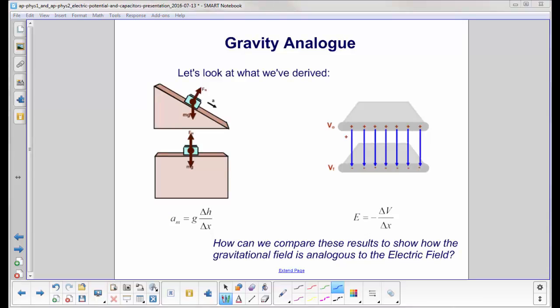Let's look at what we've derived here. We found out that the acceleration of this mass going down the incline is equal to g times delta h, this is your h over here, divided by delta x, where x is measured along the incline. We've also found out that the electric field is equal to the negative of the change in potential over change in x, and x is measured in this direction. How can we compare these results to show how the gravitational field is analogous to the electric field?